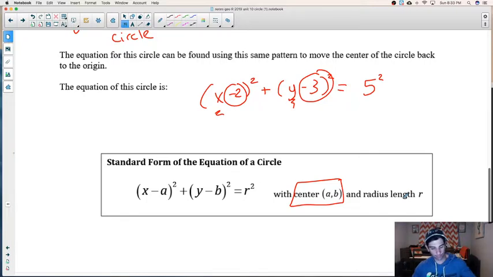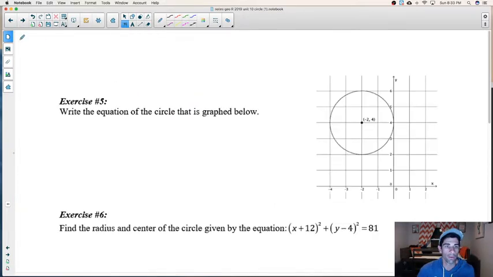Okay? So let's do a couple of examples, and you'll see that I'm not trying to trick you, that it's actually pretty simple. So here it says, write the equation of the circle that is graphed below. So the center is, so I like to do it like this. So I say the center is negative 2 comma 4. The radius is, what's this distance? 2. And they're all the same, so the radius is 2.